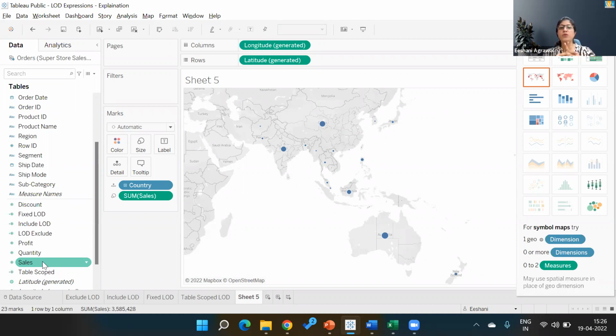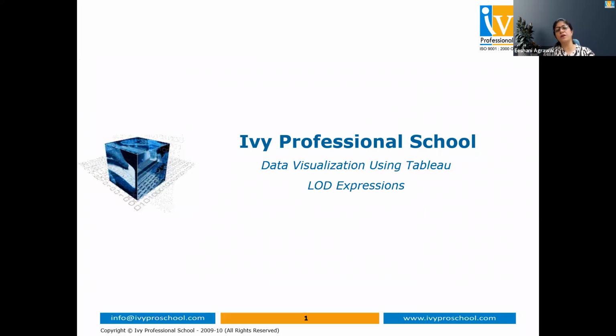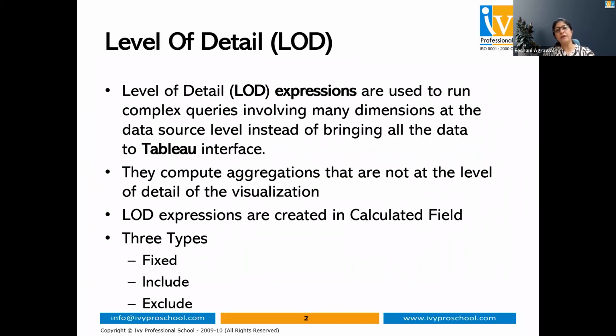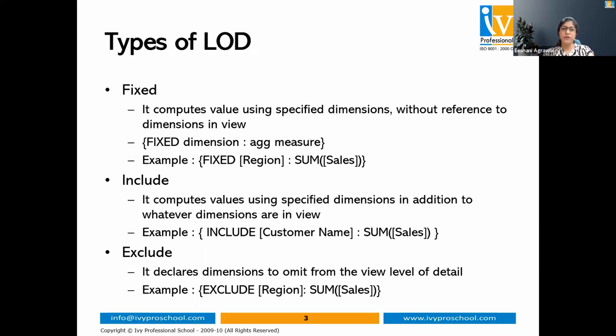Now, it may be that we do not want the level of detail as per the view. We want a coarser level of detail, or a finer level of detail, and do our calculations. So when this kind of need is there, we use a LOD expression. There are typically three types of LOD expressions: fixed, include, and exclude. LOD expressions are created through the calculated field, and this is a fixed way of writing it. So don't worry about the definitions. I'm going to share the PPT with you.